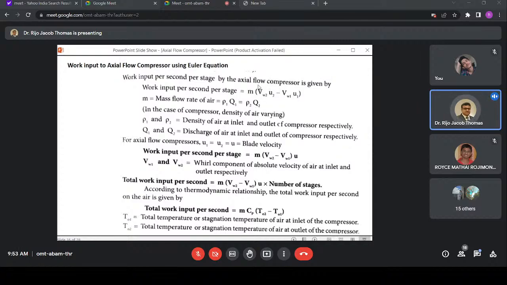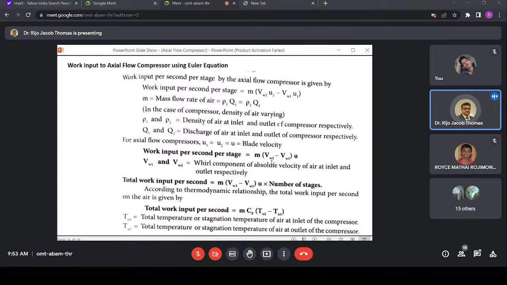The general Euler equation you can directly apply. So M is equal to VW2 U2 minus VW1 U1. And the mass flow rate M you can find as rho into Q1. Rho 1 and rho 2 would be different because your pressure is different, and the discharge would be correspondingly changing. But U2 and U1, because it's a single blade and there is no difference between U1 and U2, you can take it as U.